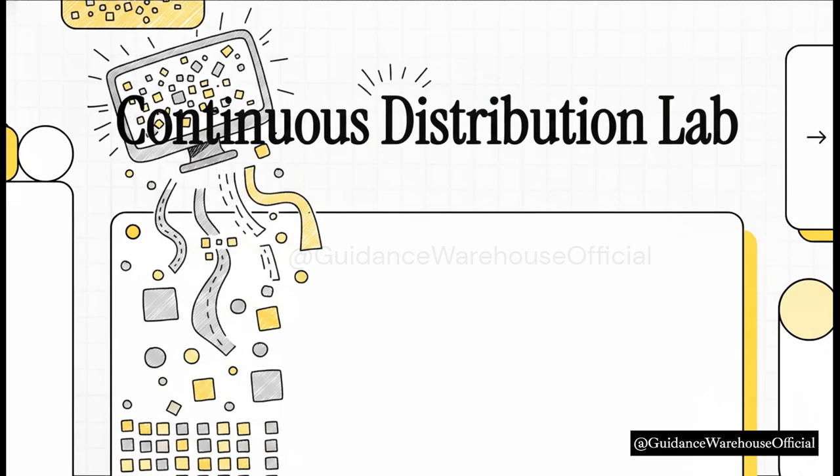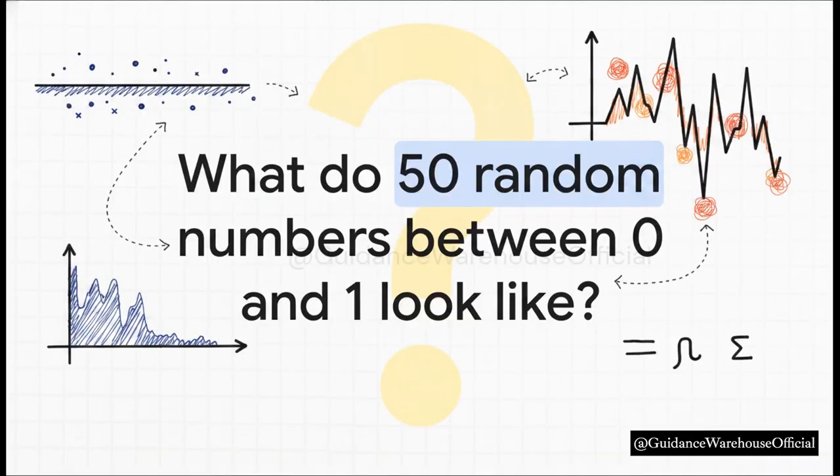Okay, picture this. You tell a computer to spit out 50 completely random numbers between 0 and 1. You hit enter, the screen flashes, and bam, there they are. But here's the real question. What does that data actually look like when we graph it? Is it a perfectly flat, straight line, or is it just a completely jagged mess?